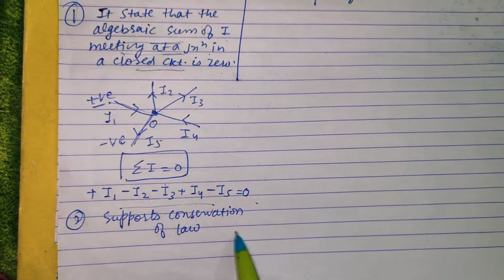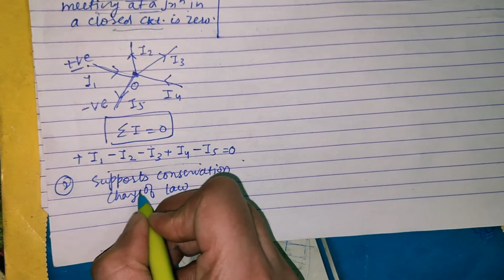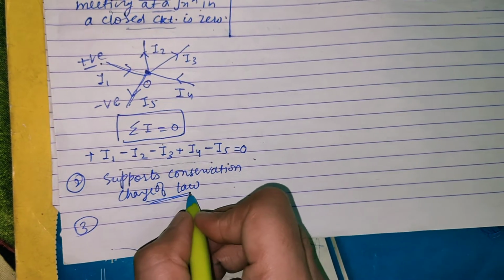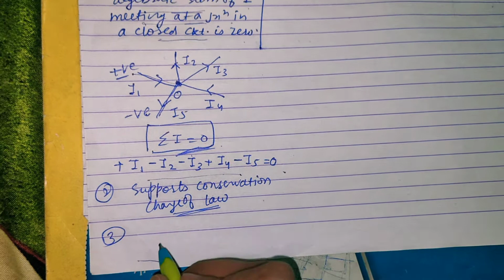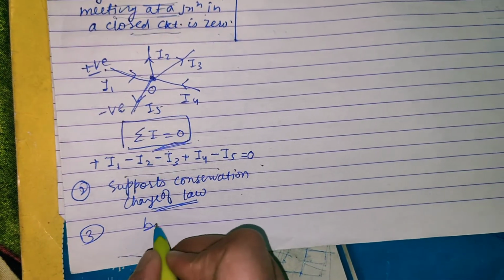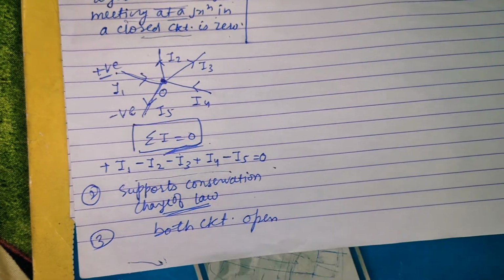This is the conservation of charge law. Here charge remains constant because the net current is 0. It is applicable on both open and closed circuits.